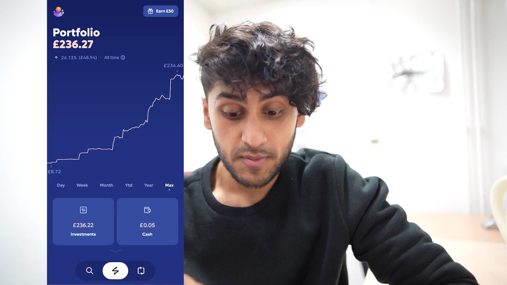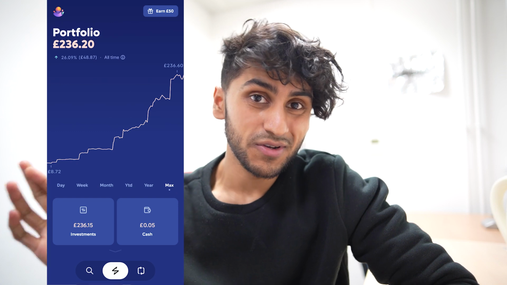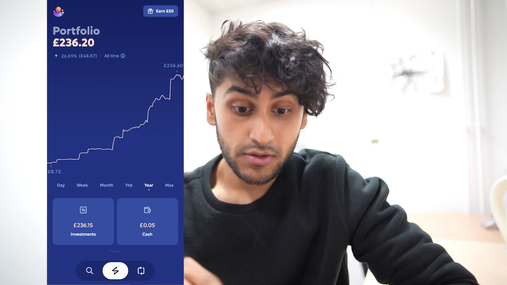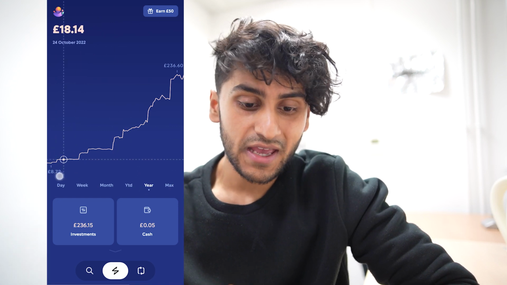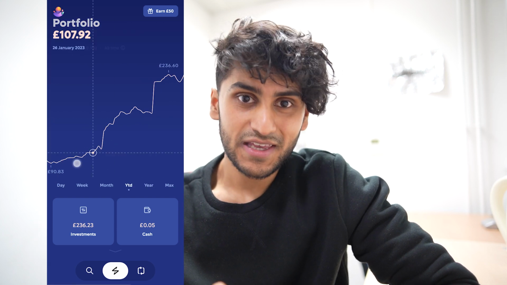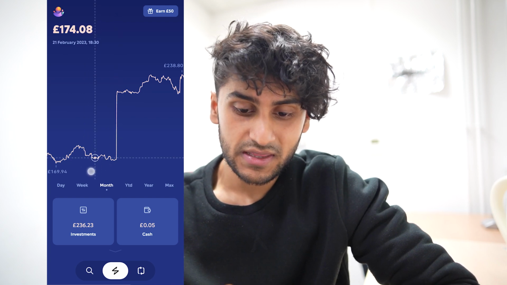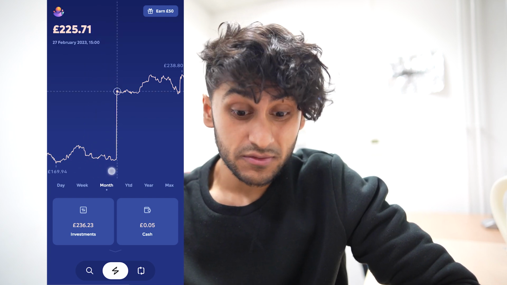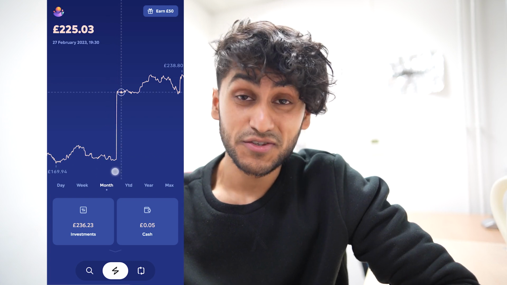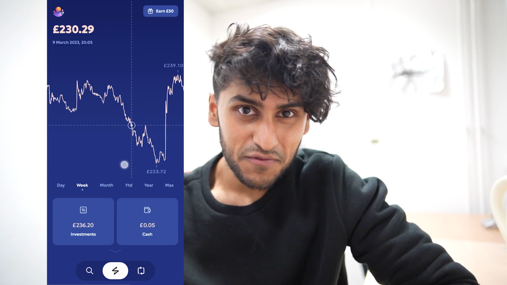So just like other investment platforms, you have a maximum which shows your investment portfolio over the time period that you've had your account open for. You have the past year stats, so obviously I've only had it since October, so I don't have a whole year of data on that. We have the year to date, we have the month view, so as you can see, any large increases like that are more likely due to deposits rather than the stock market actually going up so fast.